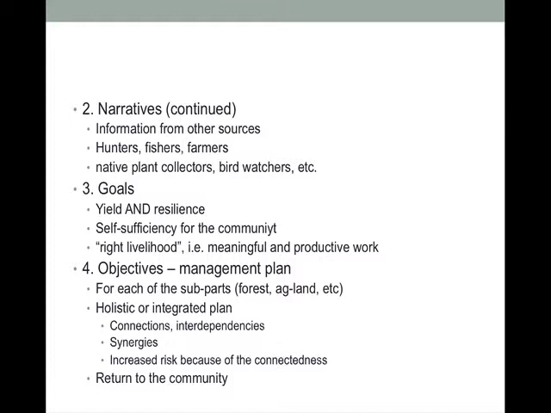So these interdependencies. And then also to address the increased risk because of the connectedness. So for example, if there's a forest fire, they're going to have a problem not only with the forest, but with the lake. And if there's a bad crop yield, they're not going to have just a problem with the crops, but also with their livestock. The livestock's probably eating some of the forage left over. And then finally, what's the return to the community? Are they getting the amount of work, the amount of food that they want out of this set of resources?